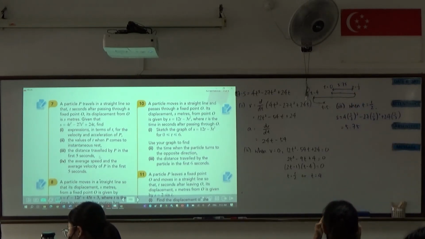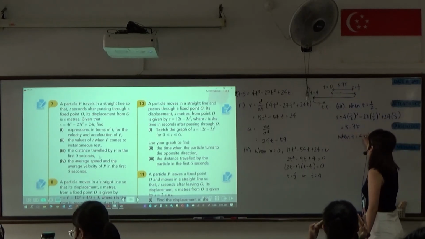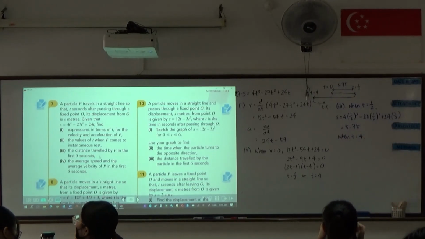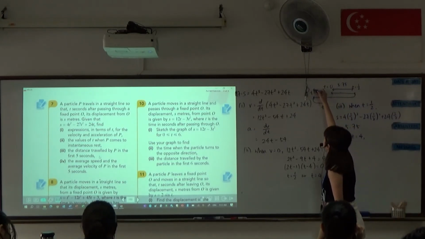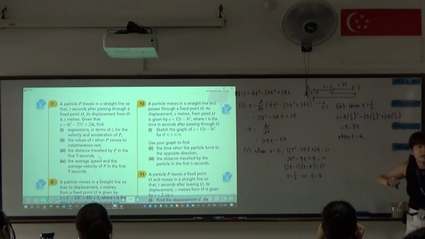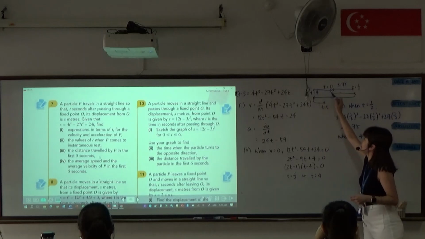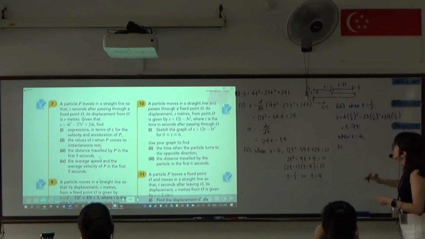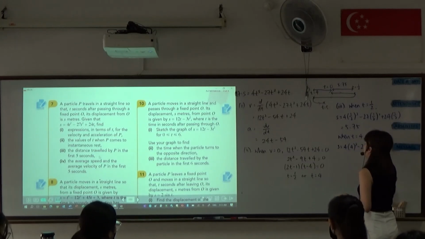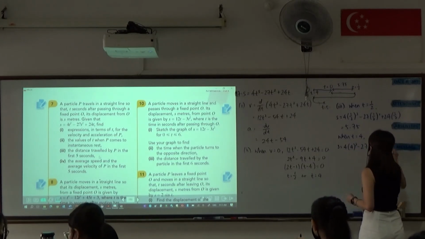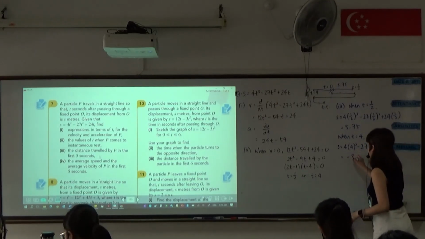Then we look for t equals 4. When we're trying to find out when t equals 4, the displacement will be from t equals 0 to 4 itself, which is this distance only. It is not the path from 0 all the way to 4. It is a straight line distance. So s will be equals to 4 times 4 cubed minus 27 times 4 squared plus 24 times 4. And that would give us negative 18.